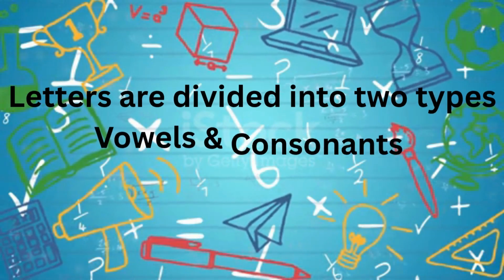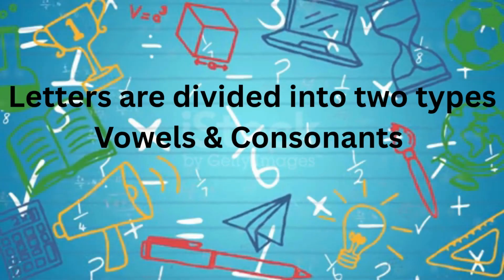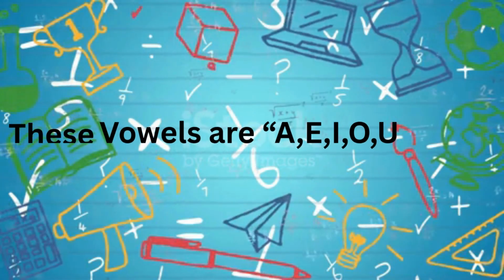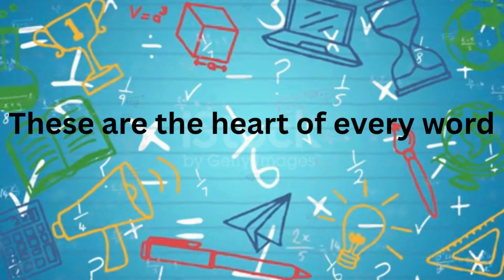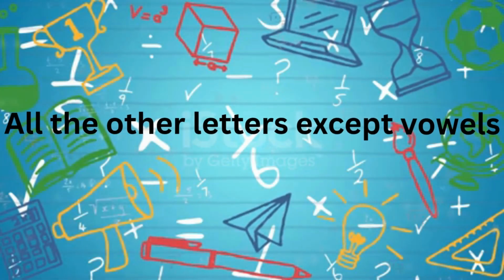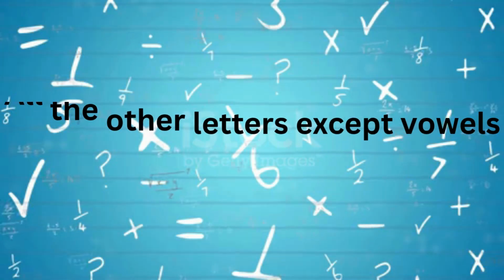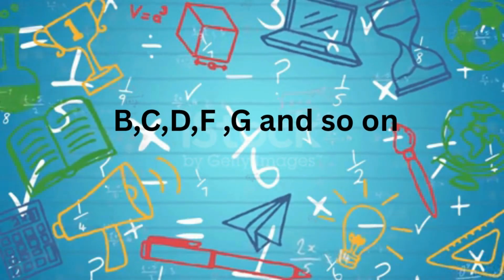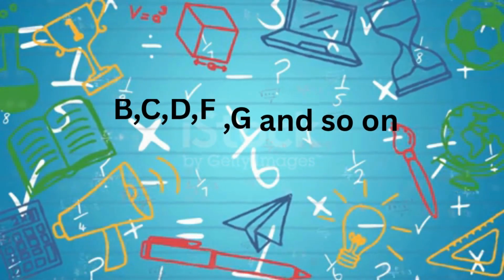Letters are divided into two types, vowels and consonants. Vowels are A, E, I, O, U. These are the heart of every word because every word needs at least one vowel. All the other letters except vowels are called consonants. For example, B, C, D, F, G and so on.